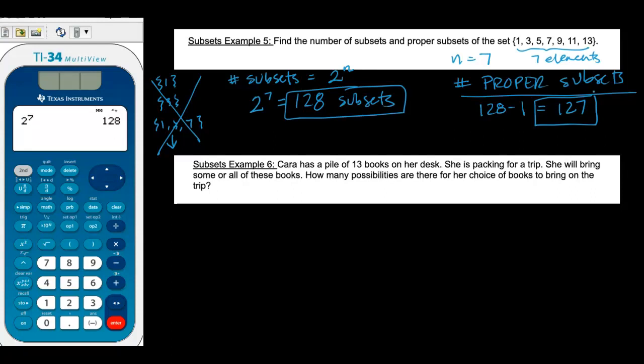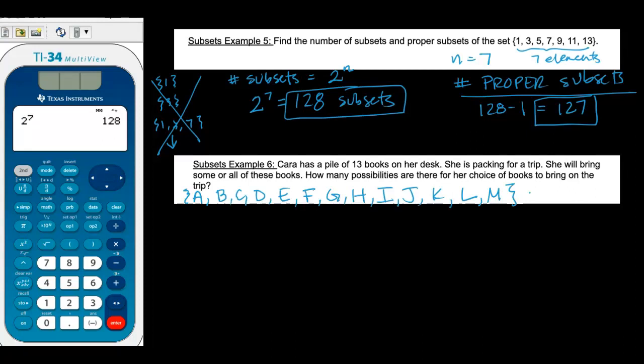Now, this one's a little hard to imagine, so I'm going to actually list out 13 books, and I'm going to name them just using a letter. So I'll call the first book Book A, Book B, C, D, E, F, and I'm going to count so there's 13. So we've got 1, 2, 3, 4, 5, 6, 7, 8, 9, 10, 11, 12, and we got one more. Okay, so those are my 13 books.